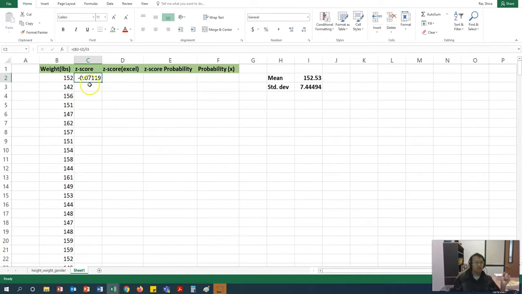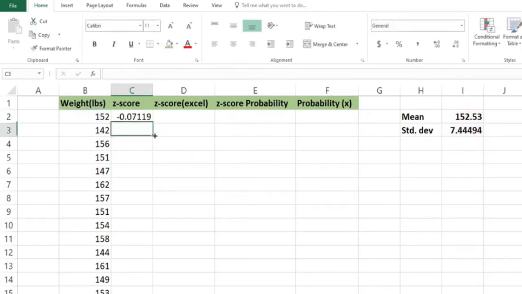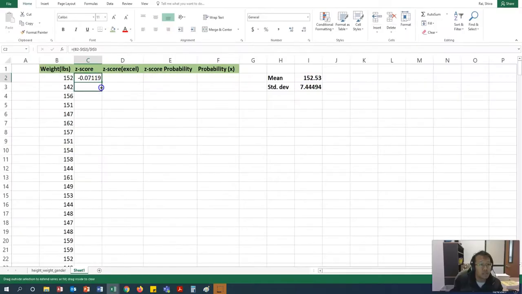A positive z-score means it's towards the right. Whenever we use this formula, we need to make sure that the mean and standard deviation don't change. If you just drag it down, the mean and standard deviation will change, and the whole thing goes wrong. So to fix the mean and standard deviation, you just need to add a dollar symbol: $I$2, and here also $I$3. This way it won't change.